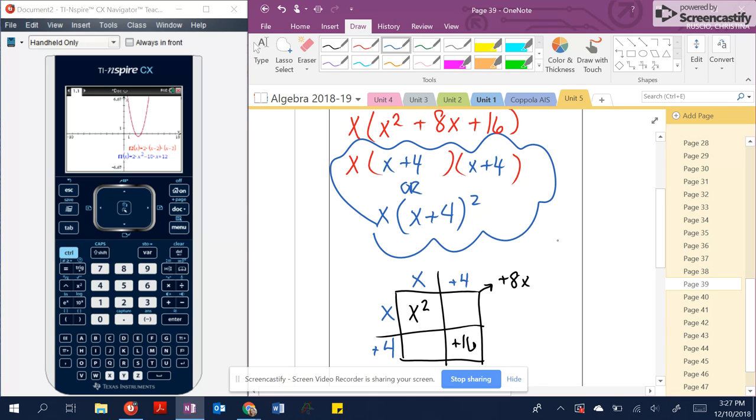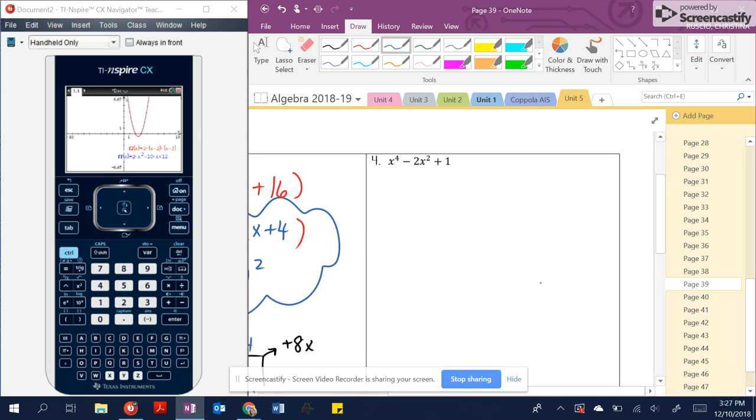What question are we on? Why is my screen not scrolling over? We'll just do it with the mouse. All right, here we are.